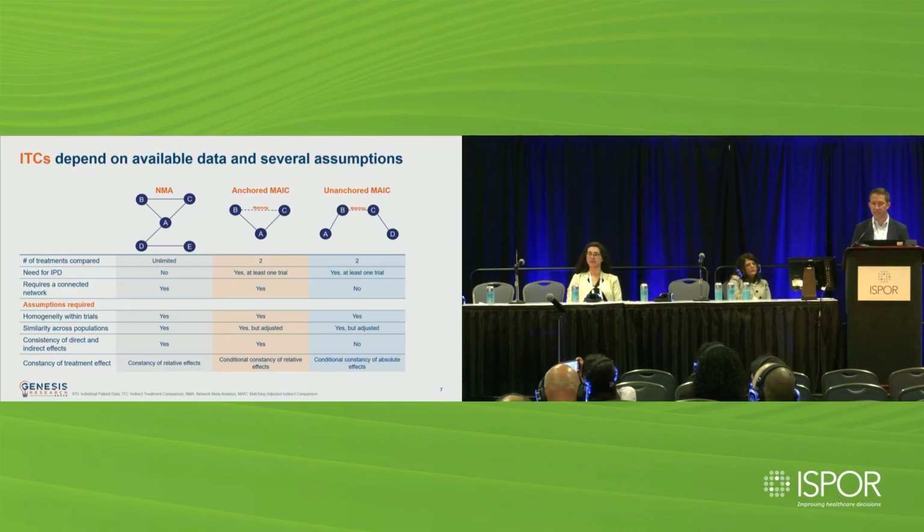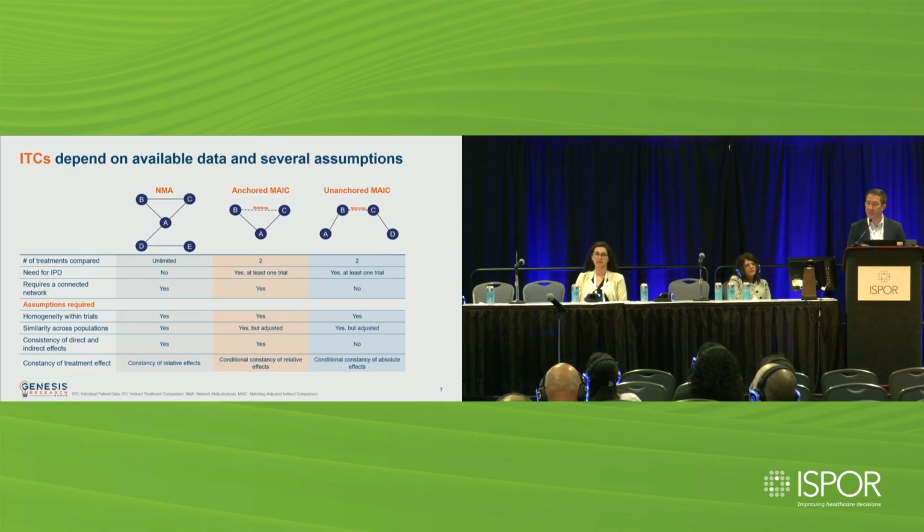So if you look at the diagram here, we have treatments A through E, and they are all connected through treatment A. And this allows us to create comparisons, for example, D versus B or E versus C. If we move into the center, we have anchored MAIC in the center and unanchored MAIC in the far right here.